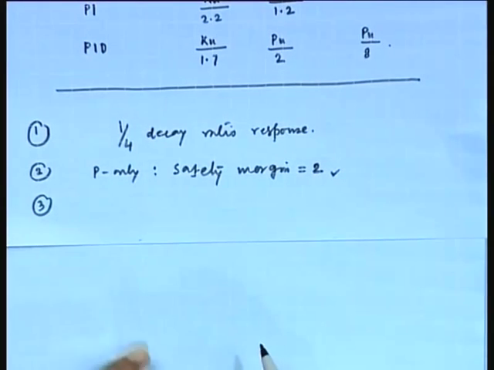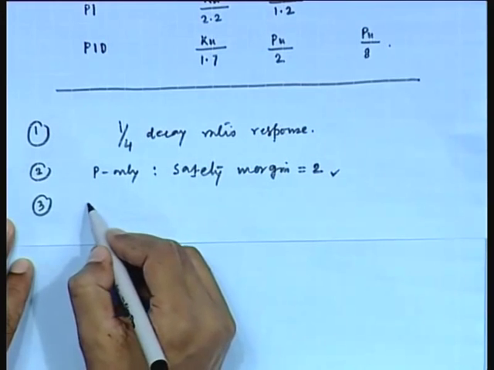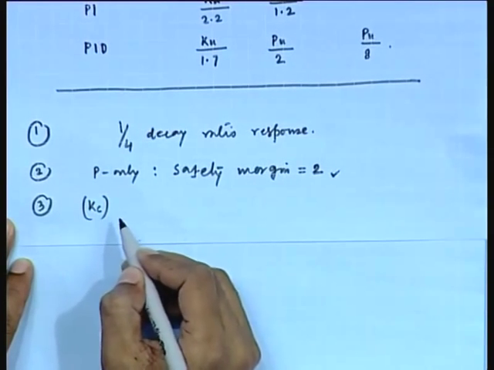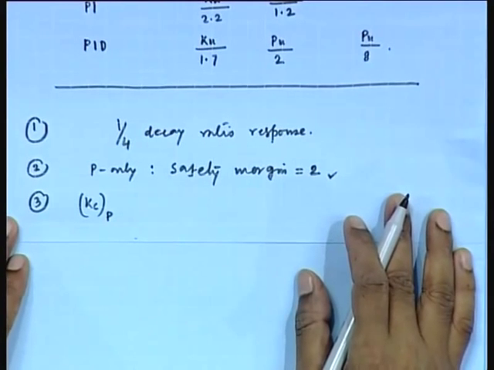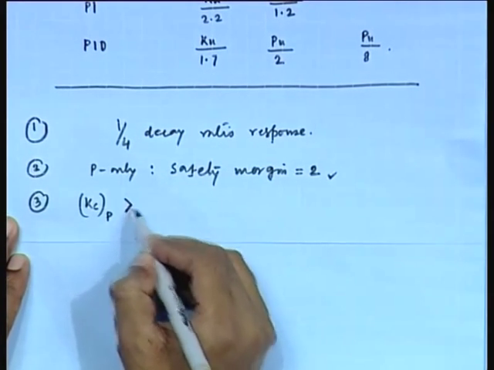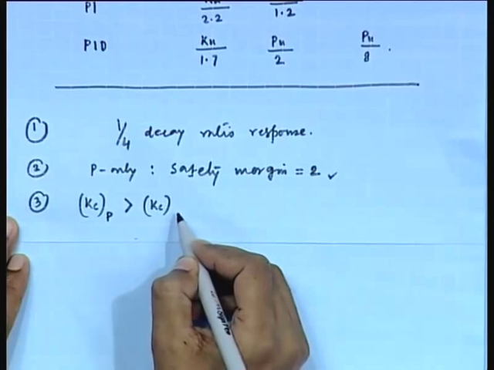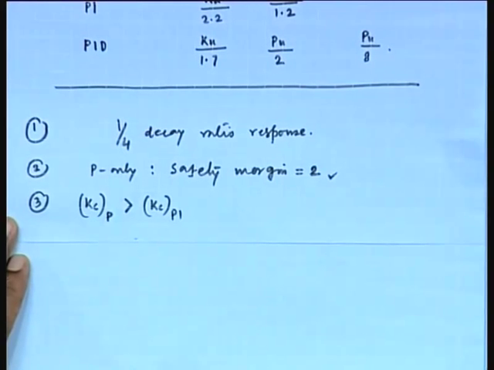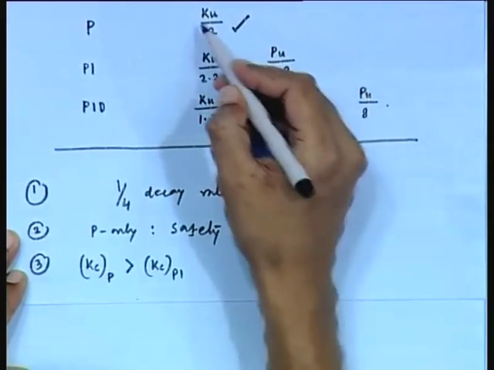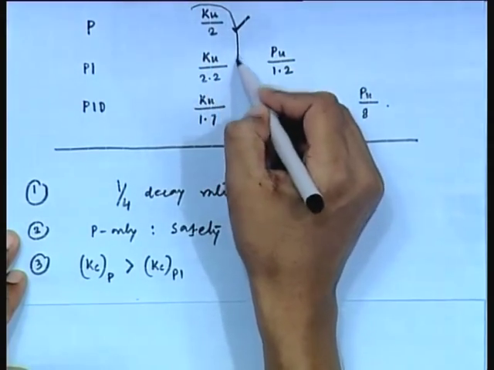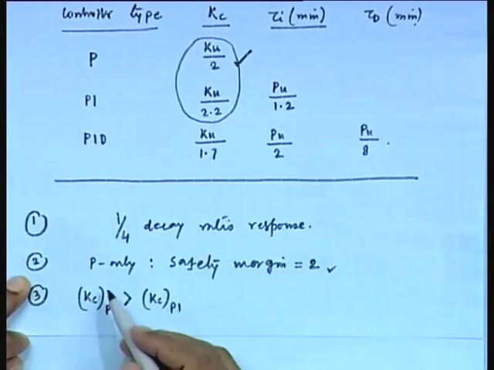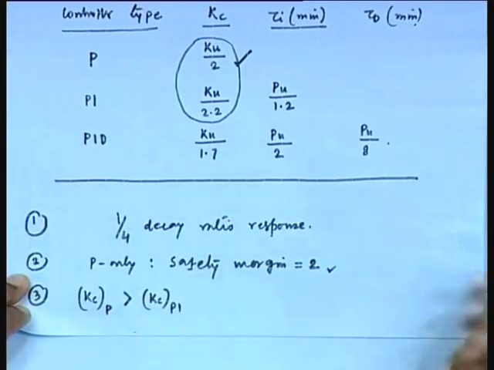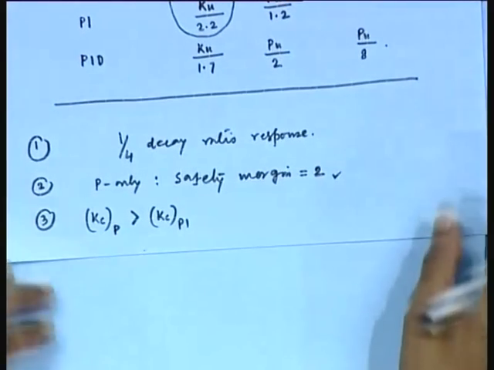Next, if you see the correlations, we observe that the proportional gain for P only controller is greater than the proportional gain of PI controller. If you see the correlations, we observe that the Kc of P only controller is higher than Kc of PI. What is the reason?